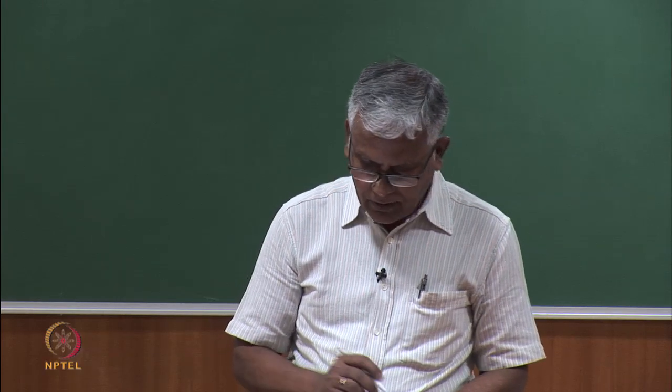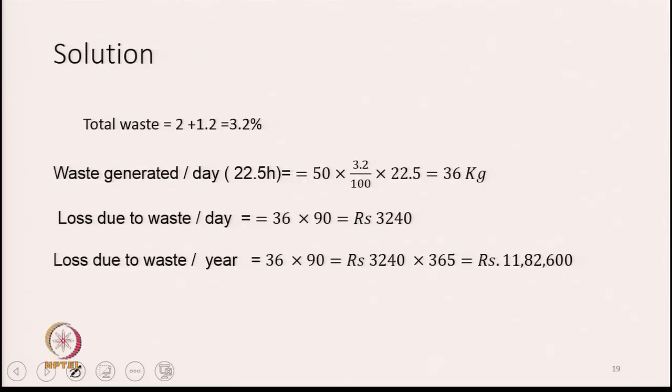Solution: What is the total waste? 2 plus 1.2, that is 3.2%. Very simple. Waste generated per day will be how much? How much waste we generate first of all per hour? If I produce at the rate of 50 kg per hour, waste generation will be 50 into 3.2 by 100, it will be 1.6 kg per hour, multiplied by 22.5, that will give you the total waste per day. It will be around 36 kilo, that is the waste that is generated.